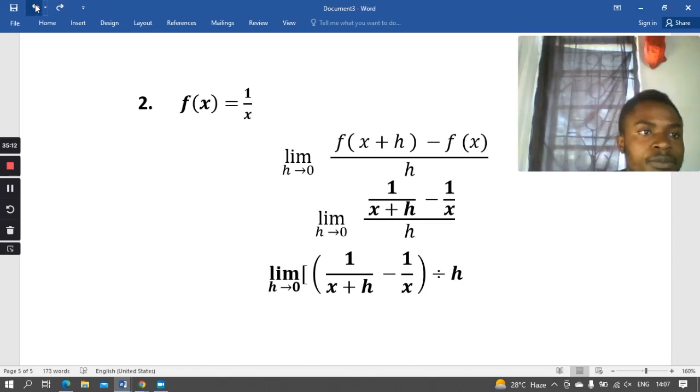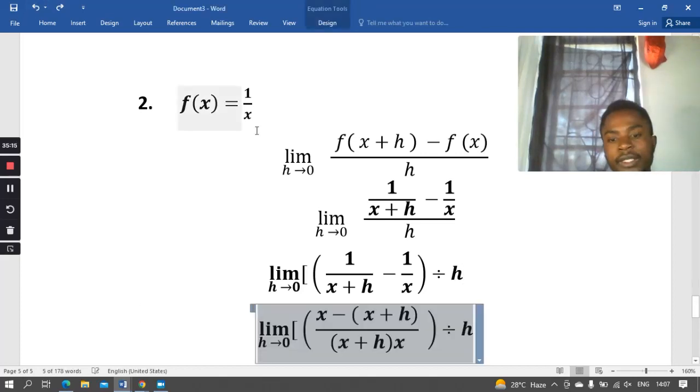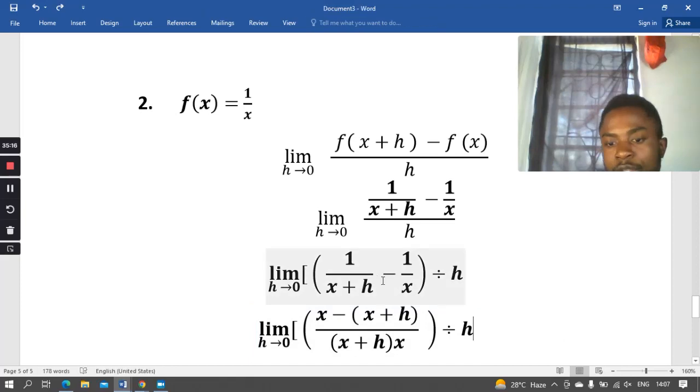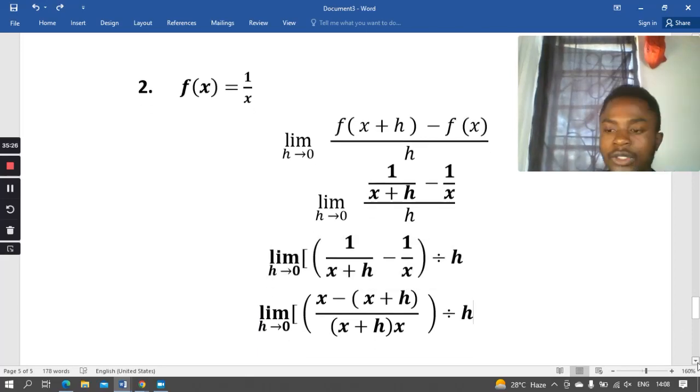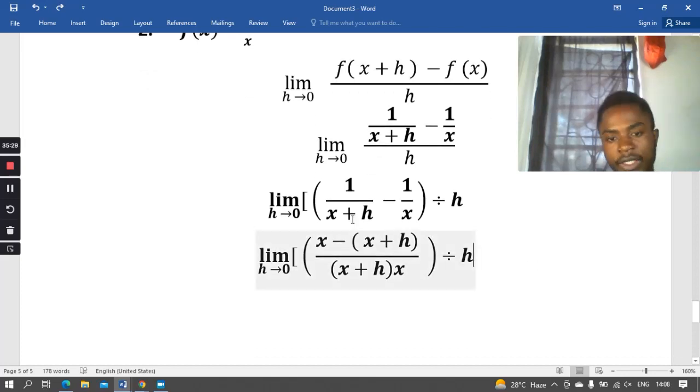So from there, what we can do is work out what is inside as if we're working out fractions. When you work it out as a fraction, you find the common denominator, which is x multiplied by x plus h. Do not multiply these out at this point, because if you multiply them, you might have some challenges.